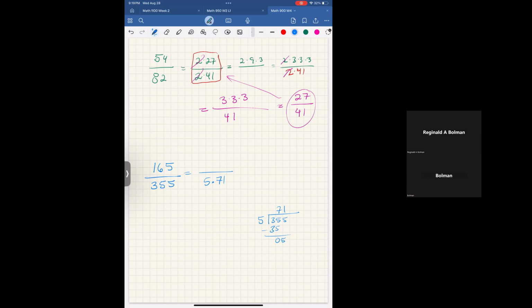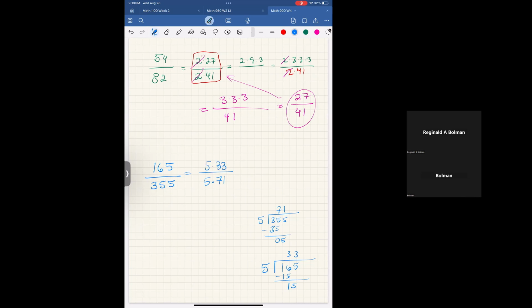Okay. Let's try the top number. So we'll do 5 into 165. So 5 goes into 16 3 times. 3 times 5 gives you 15. Subtract, 16 minus 15 gives you 1. Drop the 5. 5 into 15 goes 3 times. So we'll have 5 and 33.